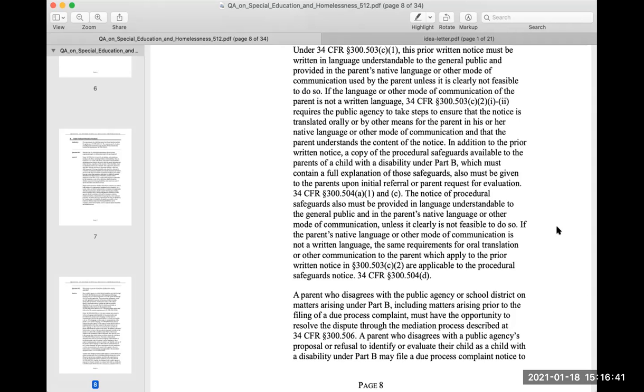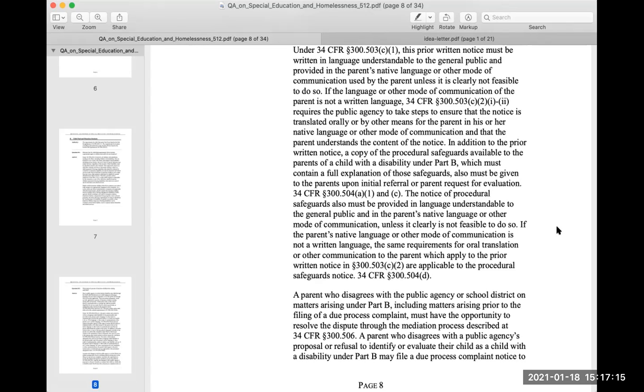34 CFR paragraph 300.503(a) and (b)(1), (2). This prior written notice must reflect all of the content requirements in 34 CFR paragraph 300.503(b). Under 34 CFR paragraph 300.503(c)(1), this prior written notice must be written in language understandable to the general public and provided in the parent's native language or other mode of communication used by the parent unless it is clearly not feasible to do so.